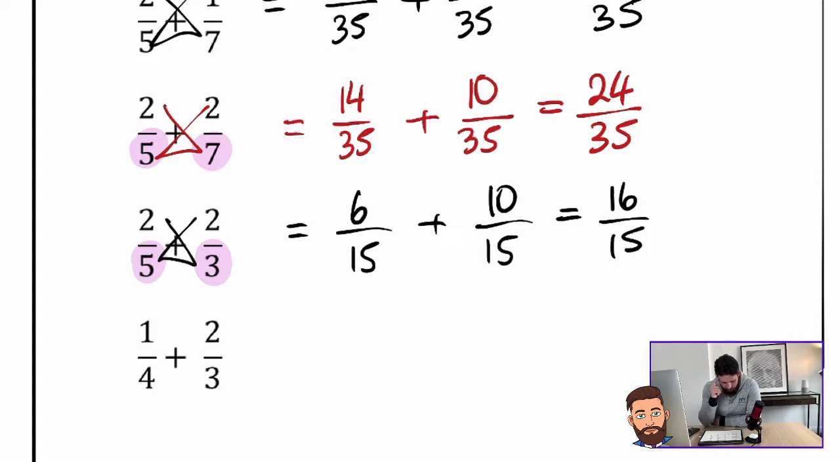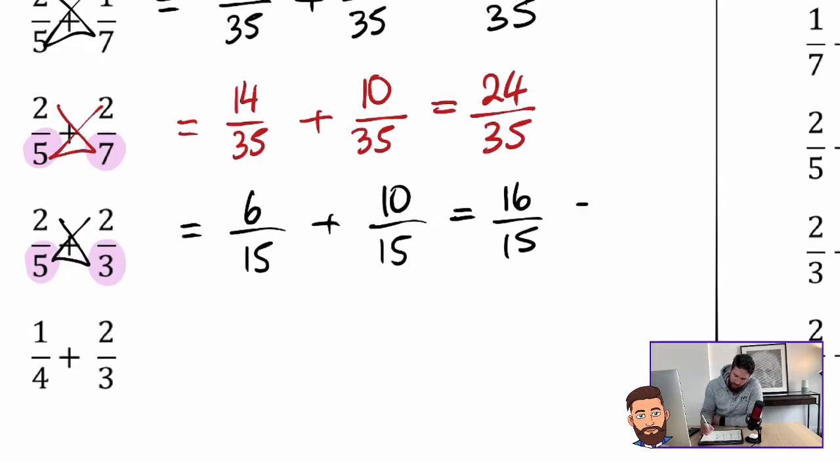Now you should think to yourself, that is top heavy. I can change this into a mixed number, so that would be 1 over, because 15 goes into 16 one whole time with, remember, it'll always be over 15. How many left over? How do you get from 15 to 16? There is 1 left over.